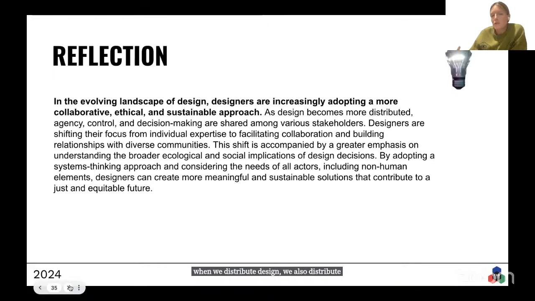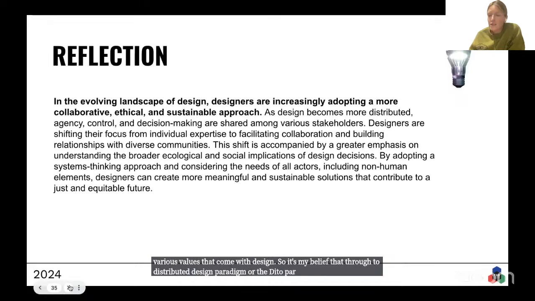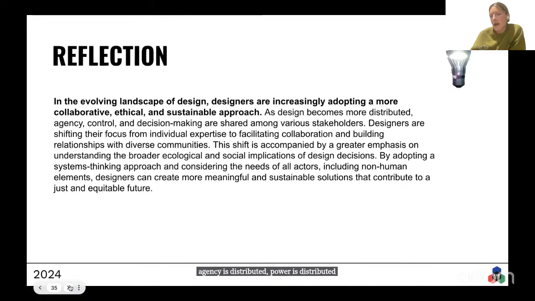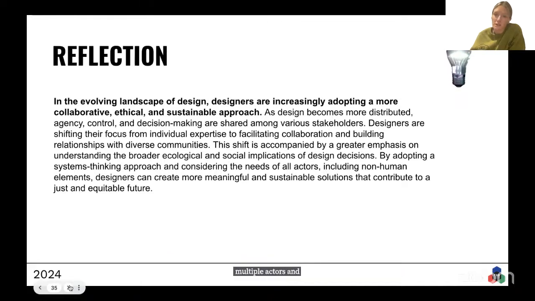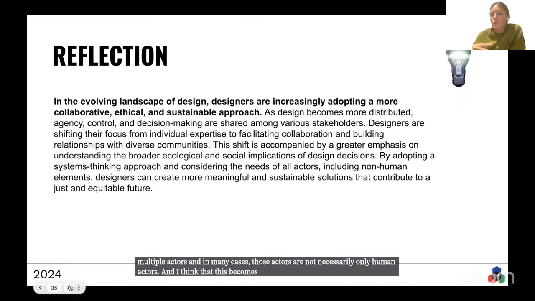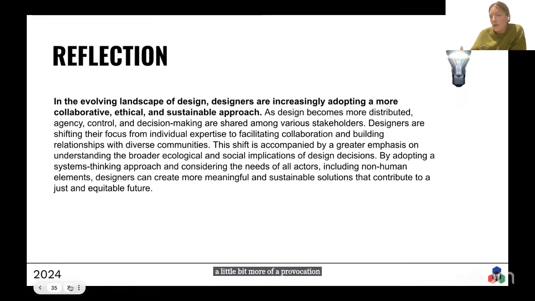So it's my belief that through the distributed design paradigm, or the DIDO paradigm, agency is distributed, power is distributed, and the approach to who designs and how we design is also distributed amongst multiple actors. And in many cases, those actors are not necessarily only human actors. And I think that this becomes a little bit more of a provocation now that we are moving into an agenda in which we recognize that human is not the only intelligence in the world.